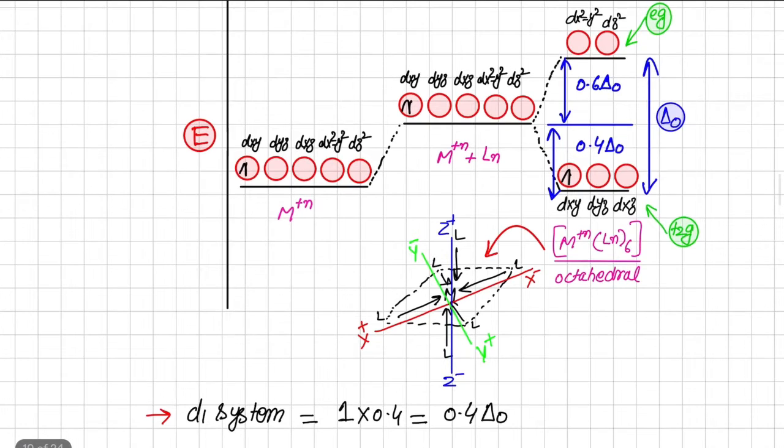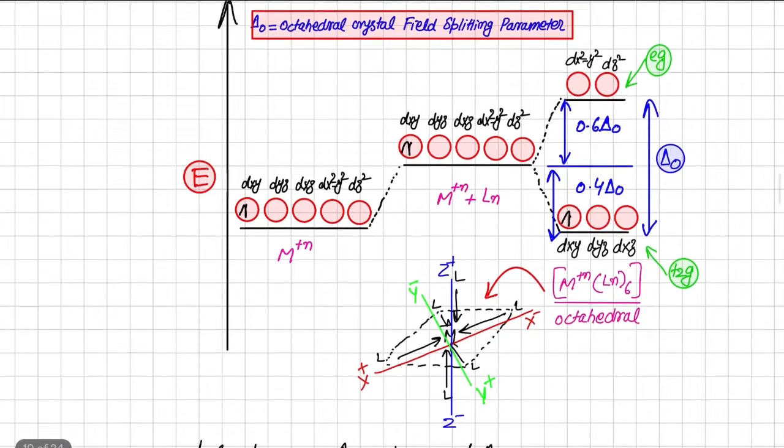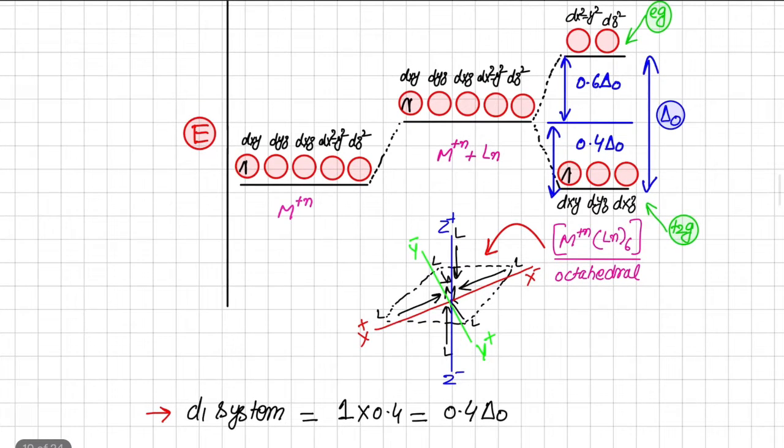In this picture, you can see the crystal field splitting for octahedral geometry, in which the dx square minus y square and dz square orbitals go high in energy and the dxy, dyz and dxz orbitals go low in energy. This is for the d1 system. d1 means the elements of the periodic table which have only one electron in the d orbital, like scandium and yttrium in +2 form. These elements will be called a d1 system.